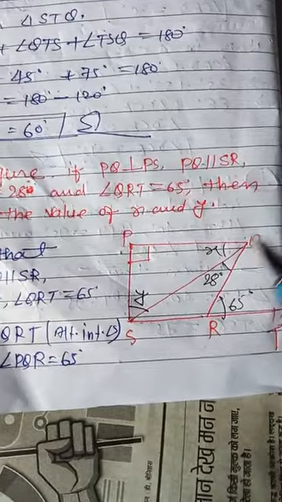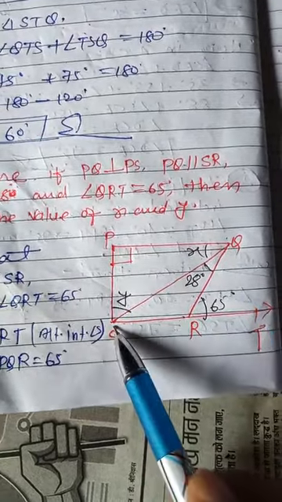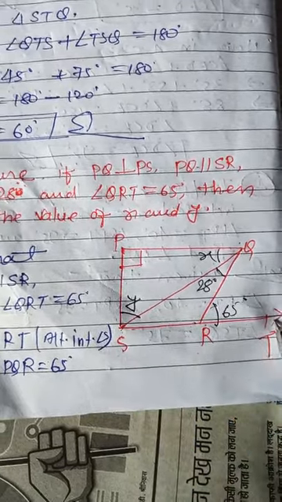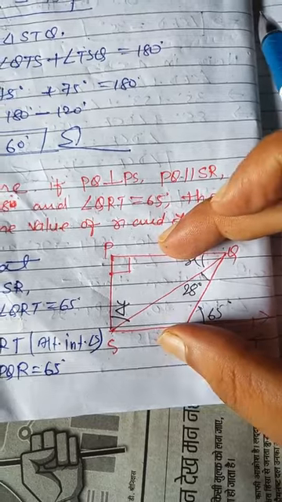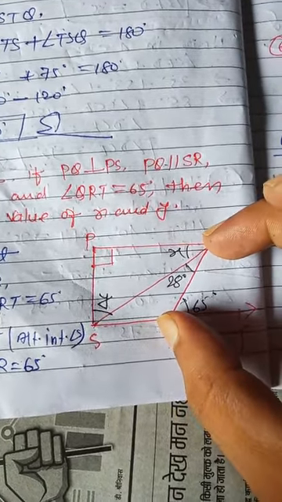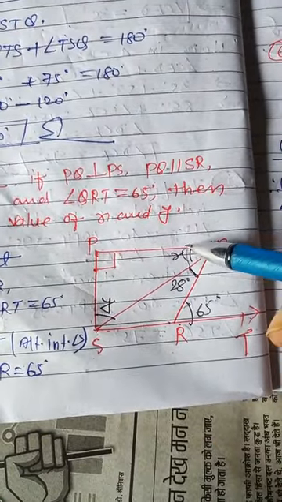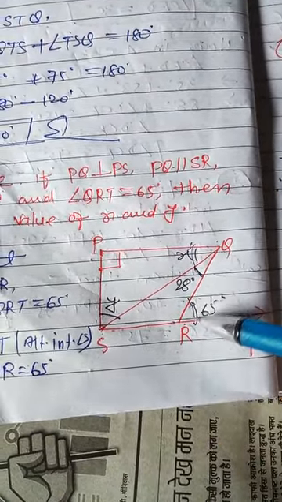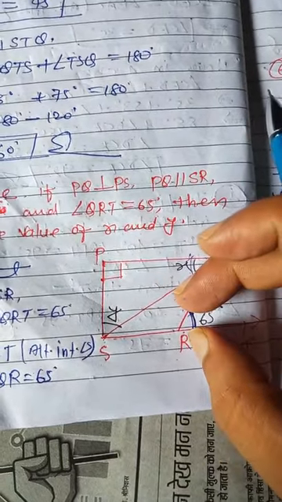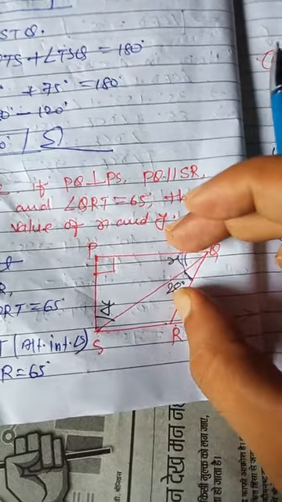Now look here. PQ is parallel to SR, and you can say also ST. So these are parallel lines and this line is a transversal. So this whole angle is equal to this angle by which property? The property that alternate interior angles are equal.